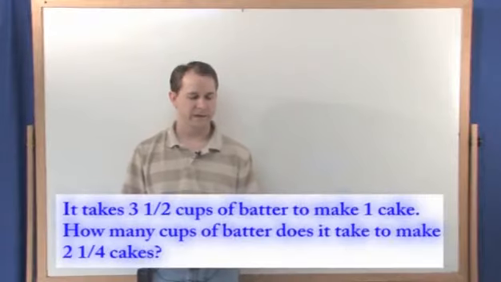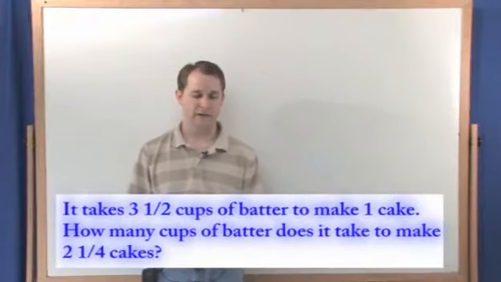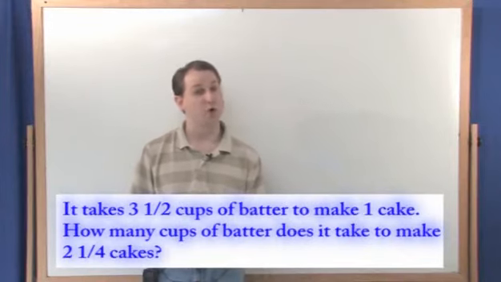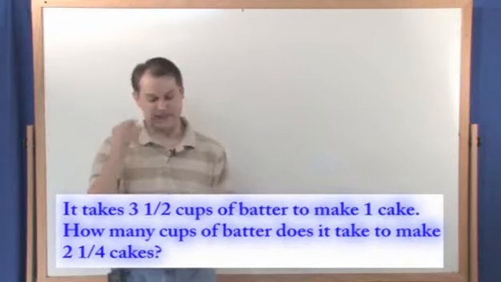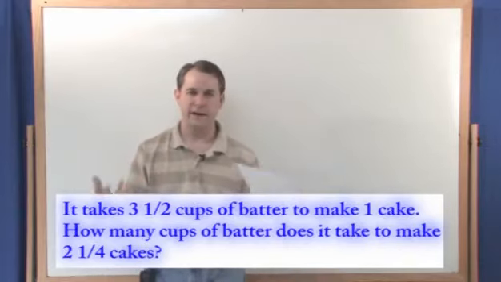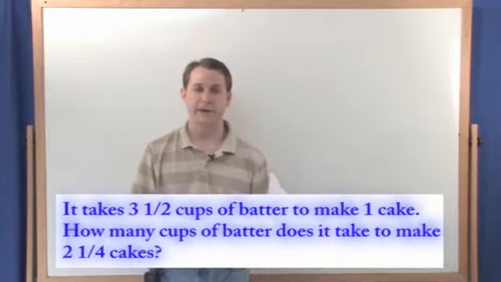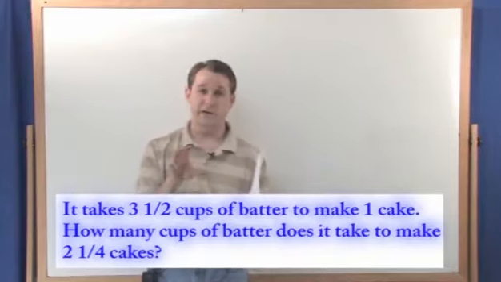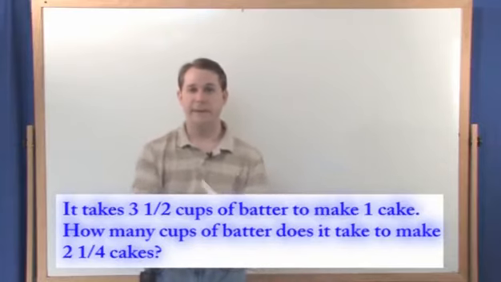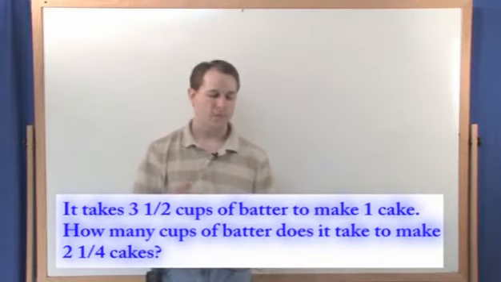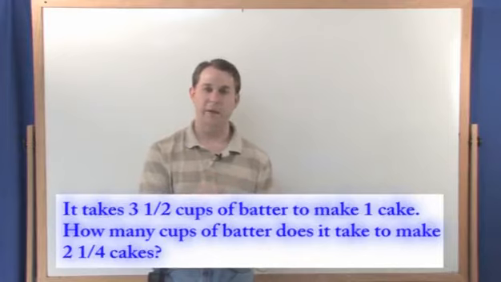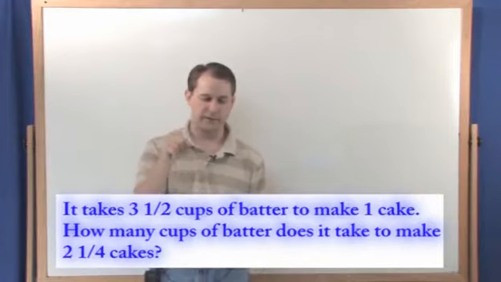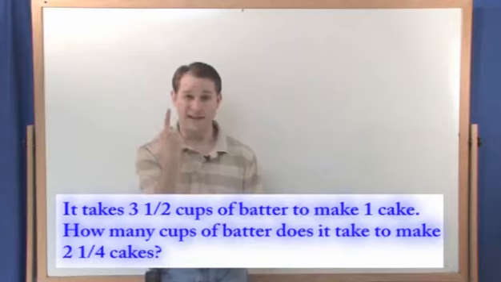Okay, the next problem says it takes 3.5 cups of batter to make 1 cake. How many cups of batter does it take to make 2.25 cakes? So this is an interesting problem because when you make a cake, you have to mix this batter together, right? So you have eggs and flour and sugar and other things, and you mix it together, and you measure it in a cup, you pour it in the cake pan, and you bake it. It makes a cake. So what it's telling you is it takes 3.5 cups, just think about how big a cup is, 3.5 cups of batter to make 1 cake.